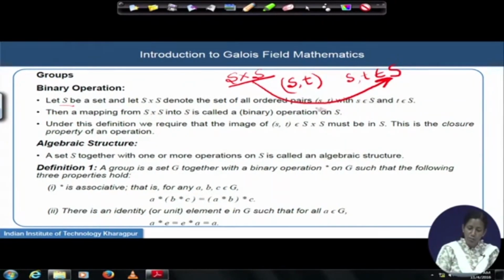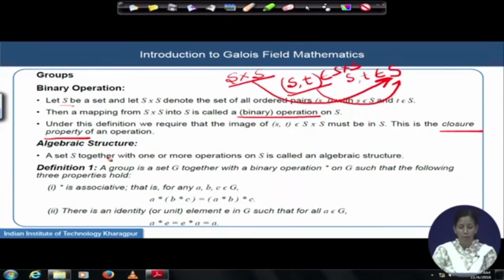Remember one thing: under this definition of a binary operation, we require that the image of all the components of these ordered pairs (s, t) which belong to S cross S should also be present in S. If I do a mapping from S cross S to S, then all the elements of S cross S, that are the ordered pairs, must have an image in S. That is the assumption that has to be made. We call it the closure property. So, we learned what a binary operation is and what the closure property of an operation is.